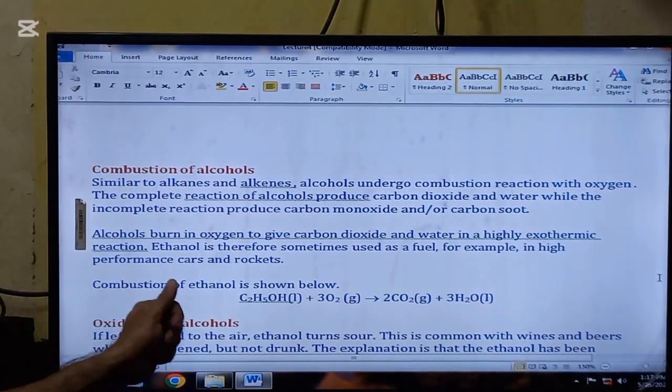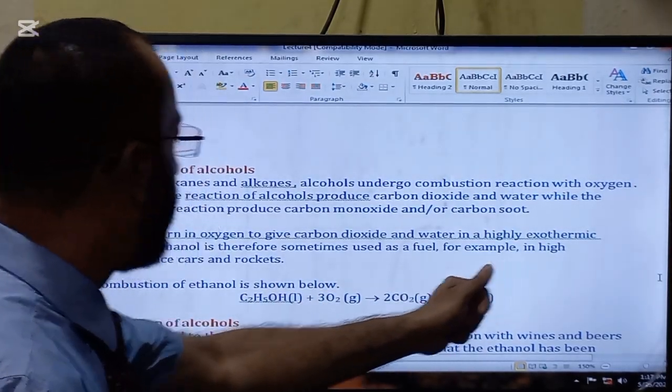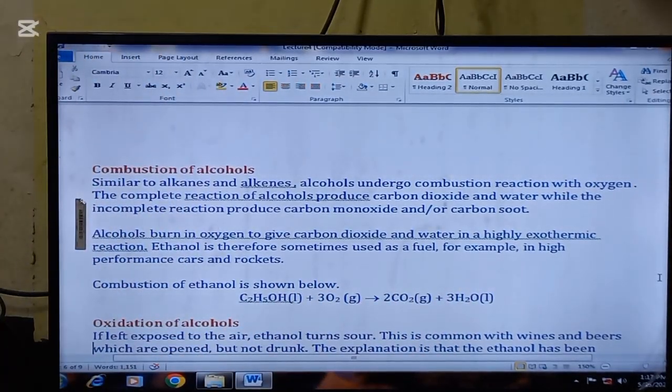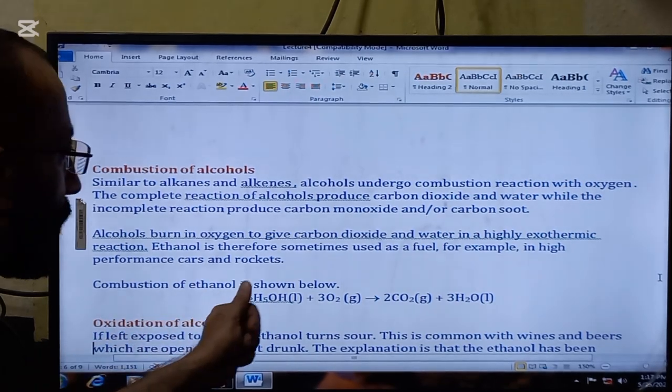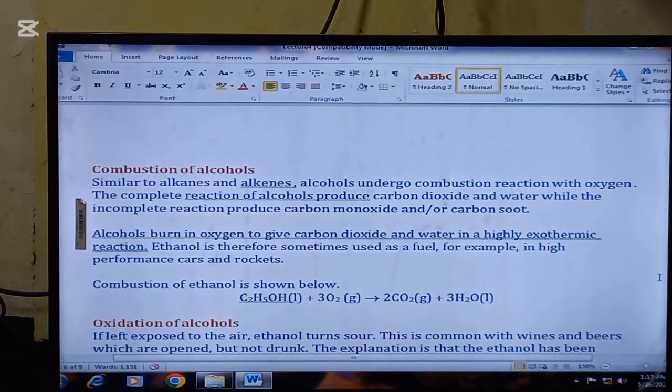Alcohol burns in oxygen to give carbon dioxide and water in a highly exothermic reaction. Ethanol is therefore sometimes used as a fuel, for example, in high-performance cars and rockets.